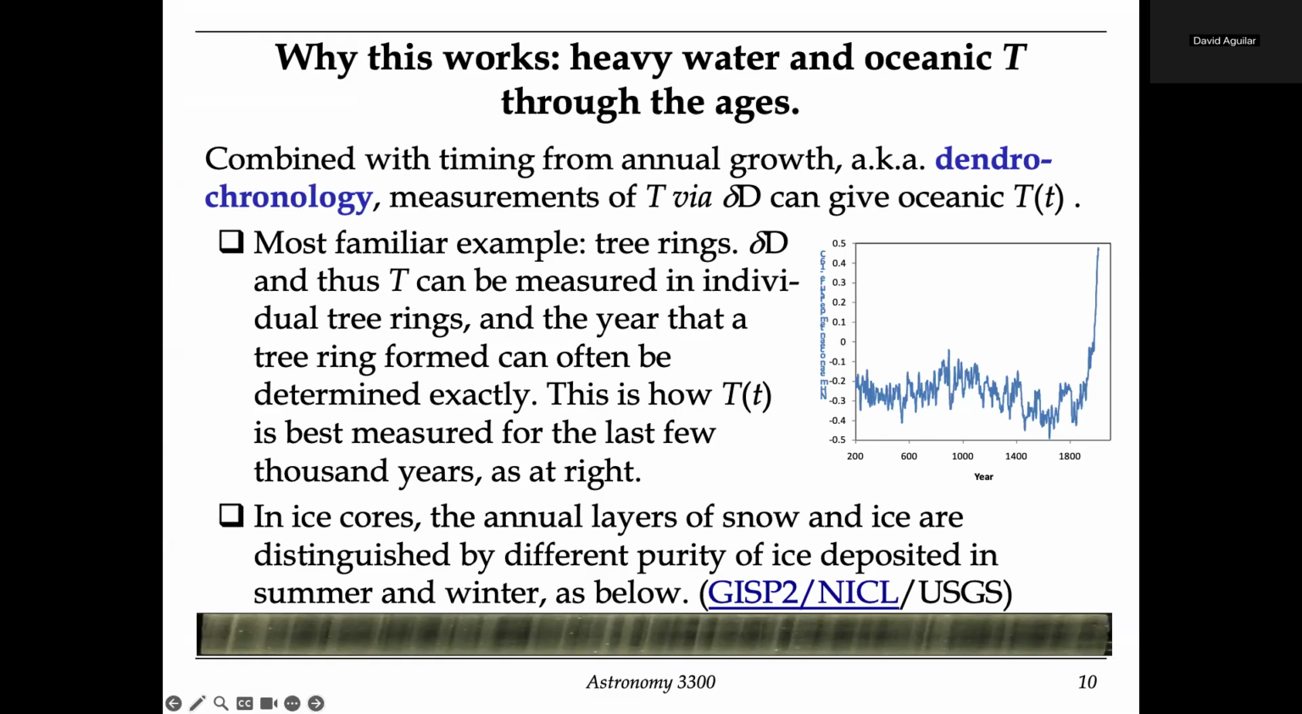Okay, so let's think about tree rings, right? Delta D and thus T can be measured as individual tree rings. So we can see every year in an ice core when it lands is basically different, right? How much water did I get in that year? And compositionally, it changes year by year, right? So this is how you get temperature as a function of T for the last few thousand years, right? So here is the current temperature. Oh shoot, that came out really long.